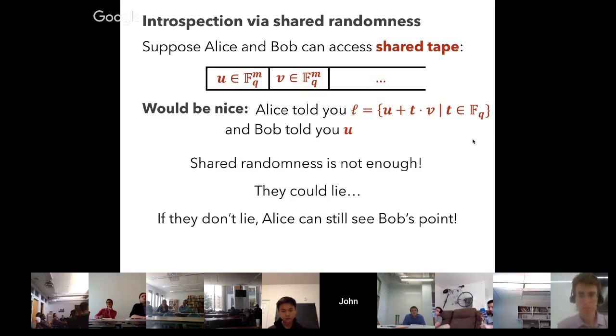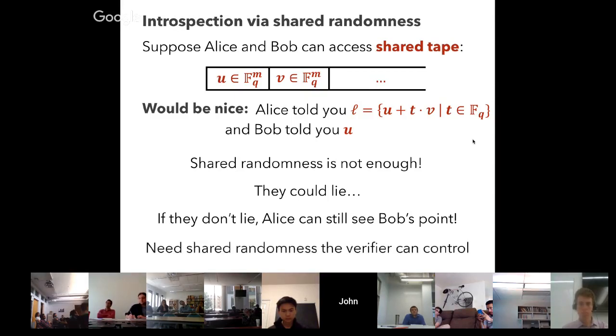On the other hand, even if they don't lie, so even if Alice tells you L and Bob tells you U, they can still see each other's questions. So Alice can just look at the first register, and then she knows Bob's point. And then Bob can look at Alice's register, and he knows Alice's line. This kind of defeats the purpose of having two separate provers to begin with, if they know each other's question. So what this means is that we need some sort of shared randomness that the verifier can control. We don't just want to leave it up to the provers.